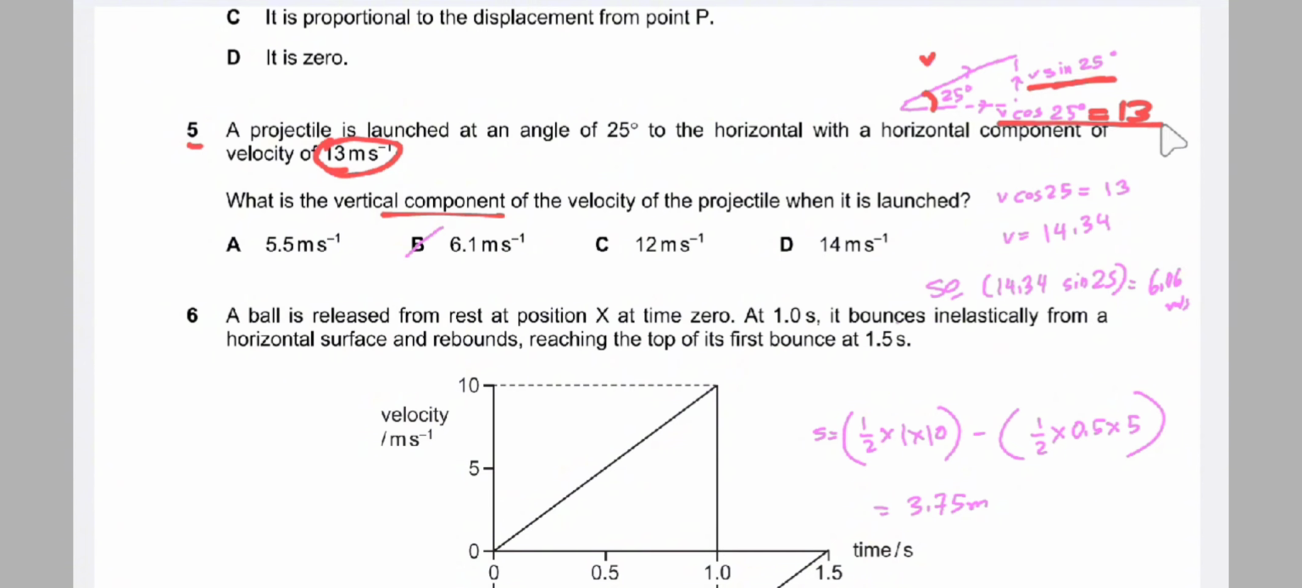Initially we have given the horizontal component of velocity, so we can equate this equation to find the value of v. So we know the value of v, then we can substitute the value of v in the vertical component of velocity equation to find the vertical component of velocity, that is 6.06, approximately 6.1 meter per second. So the answer is B.